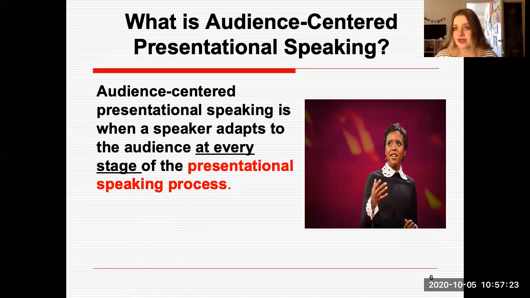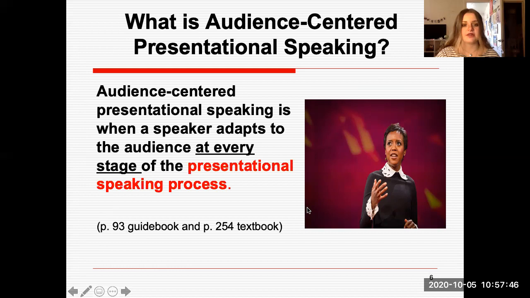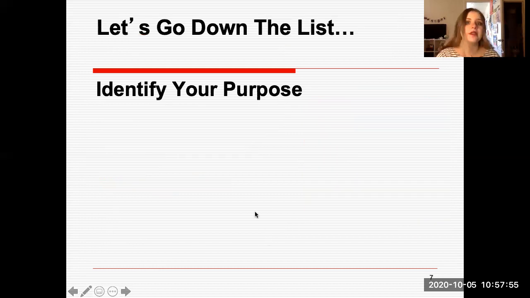One of the assignments is the audience adaptation plan, and you will talk about what you're thinking of doing for your presentation, and other people will give you feedback, and you will adjust to fit what other people suggest. Being audience centered is very important, and they go over this in more detail on page 93 in the guidebook and 254 in the textbook.